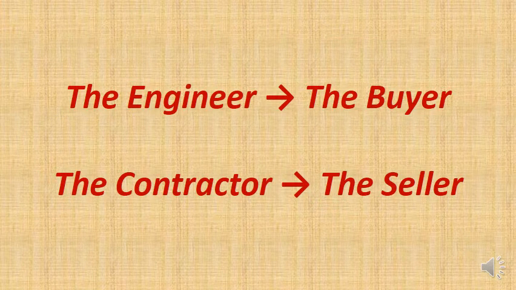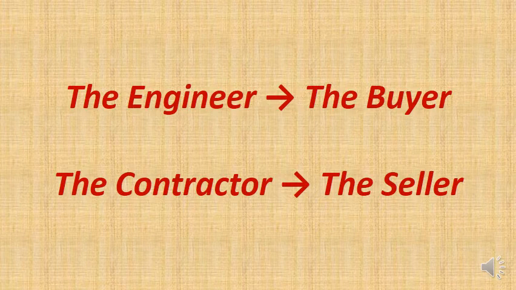So just a little bit of definitions. In this lecture, when I talk about the tenderer or the contractor, that means the seller. That is the person who is actually bidding for the work. And the engineer, when I use that term, I'm talking about the person who is basically buying the work, who's going to assess the different bids from the different contractors or sellers, and then decide who gets to do the work.